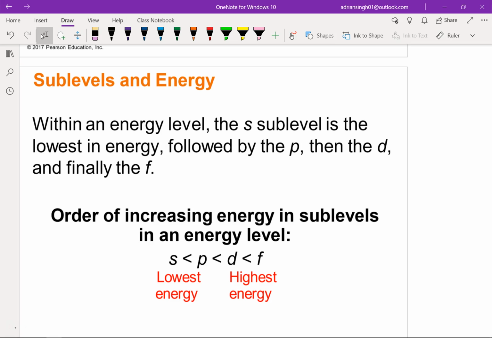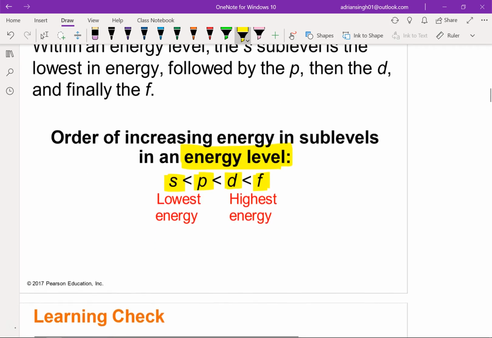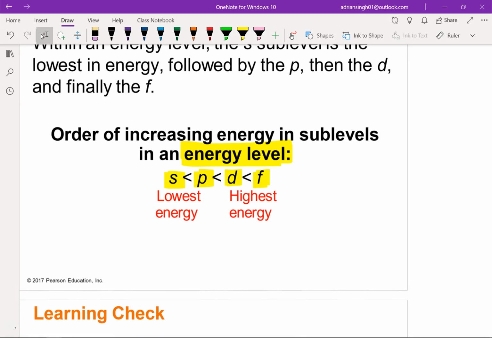They actually differ in energy in that order. So within a particular energy level, the s is the lowest energy, the f is the highest, and then the p and the d are the next highest energy levels.